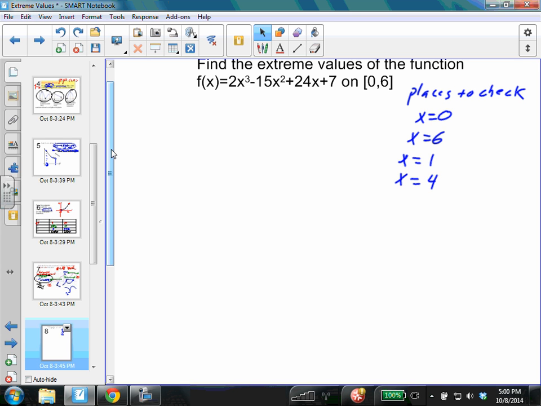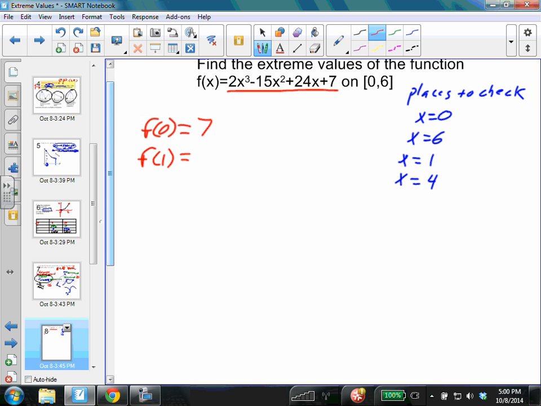So what I'm going to do now is start trying to figure out the y values. I'm going to take f of 0. I'm going to take this function up here and plug in 0, and that's going to give me 7. And remember, I'm taking the original function because I'm concerned about the y values. The y values are what tell me about the extremes, okay?